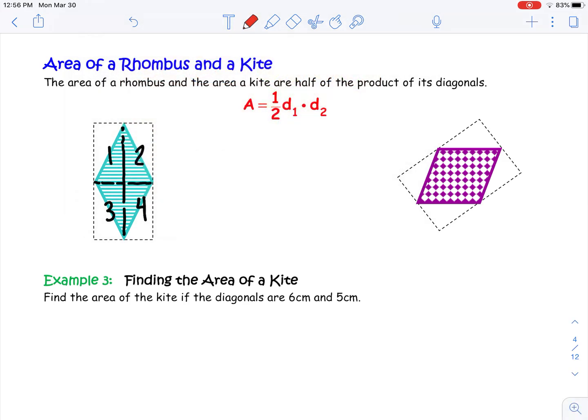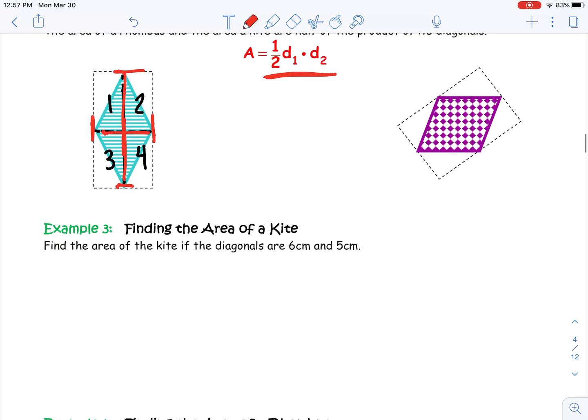What are the dimensions of that rectangle? Well, notice the rectangle is as wide as the first diagonal, and it's as tall as the second diagonal. That means that the formula for the area is half the diagonals multiplied together, because those are the length and the width of the box that surrounds it. So really, your rhombus and your kite are just triangles. It's just a bunch of them at once. And so our shortcut formula allows us to find it without finding each triangle separately.